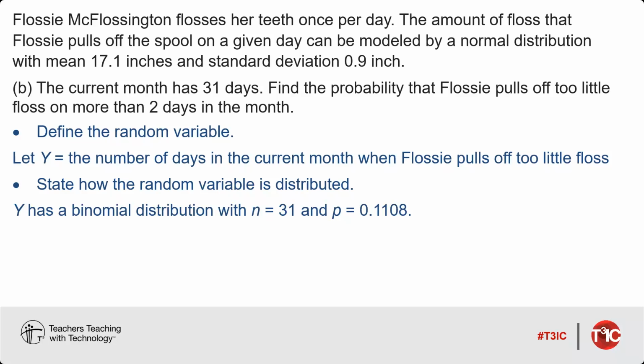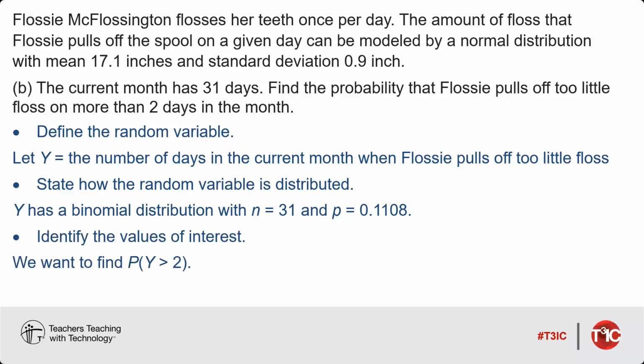The number of trials is 31 of this random process of pulling off a piece of floss, and the probability of success, i.e. pulling off too little floss on a given day, is 0.1108. So too little floss is what we're interested in here. And then we want to find the values of interest of the variable. So we want the probability of y being, well, more than 2 days. So the probability that y is greater than 2. So again, that's just the setup. I'm trying to encourage you to think about having your students develop as a habit, practicing defining the variable, stating how it's distributed, and then identifying the values of interest.